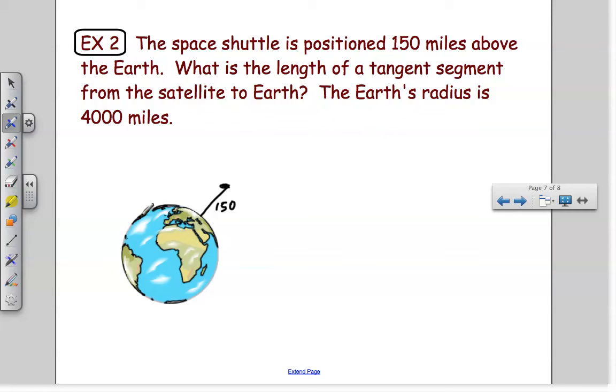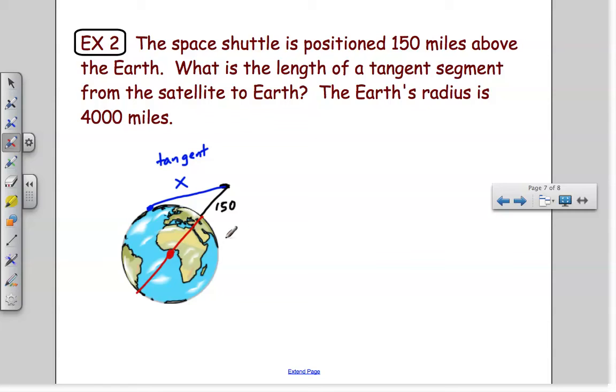Oh, a tangent segment would meet at one point, right? So that would be from the shuttle at a right angle, just meeting at one point. So what is that length? I'll call it x. How about? The Earth's radius is 4,000 miles. Oh, okay. So since this is a tangent, remember with a tangent you do tangent squared. The thing is, I have to make this a secant segment, which means I have to go all the way across the circle.